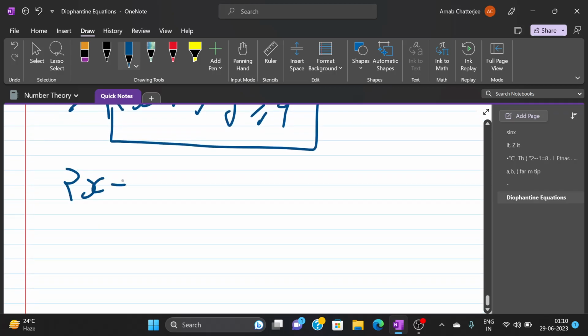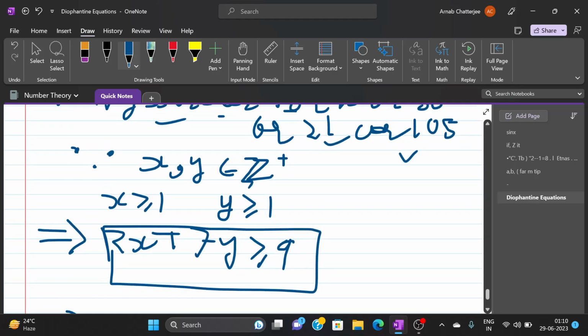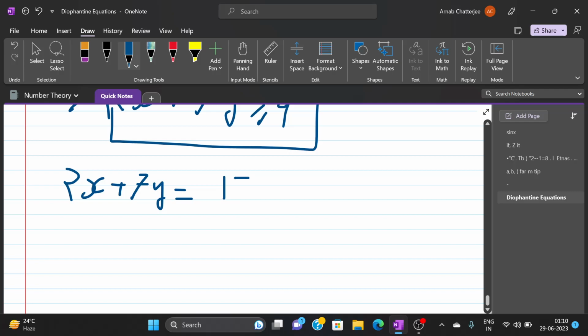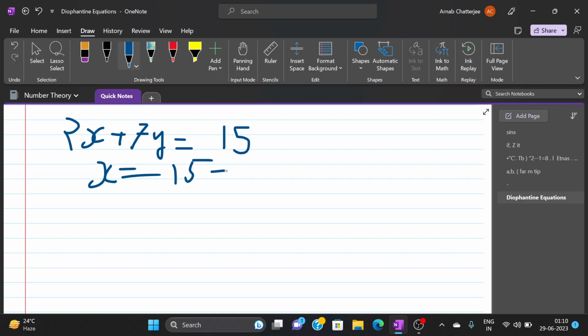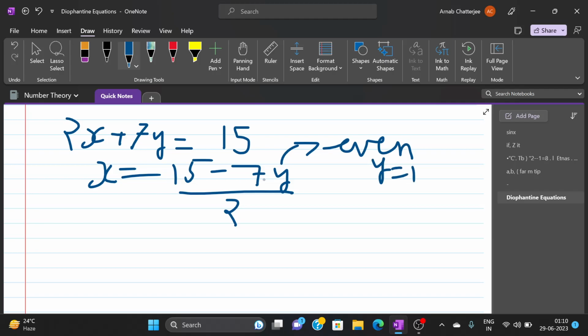So the first case is 2x plus 7y equal to 15. Now we need to find the first solution. So x equals (15 minus 7y) by 2. Now if 15 minus 7y becomes even, then x is an integer. So we have to make this even. And y equal to 1 will work because odd minus odd will be even. Any odd value of y will work, but since 15 minus 7y is a positive integer, y is less than or equal to 2.